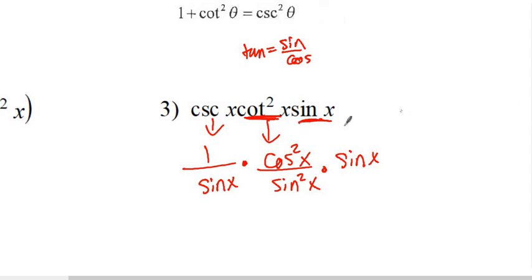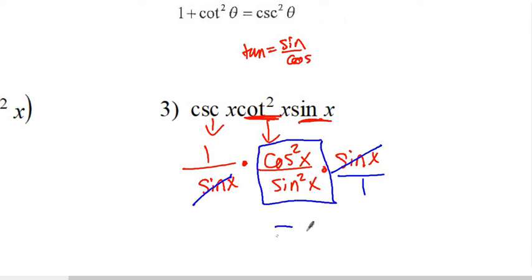Then we have to cancel whatever we can cancel. This sine can cancel with that sine over there. So we're just left with this, and another name for that is cotan squared x. So we actually didn't really have to change that right there. So that's as simple as we can make it.